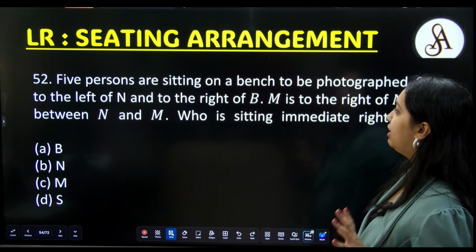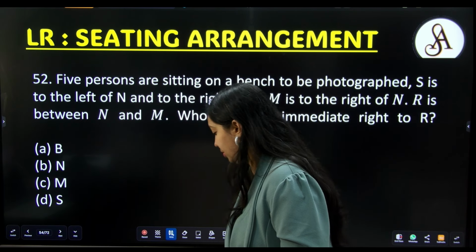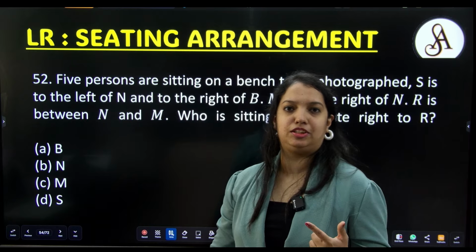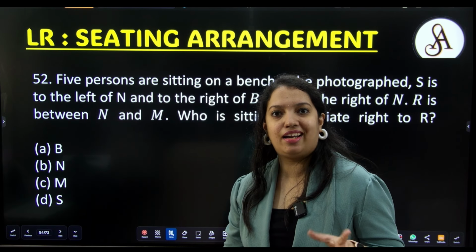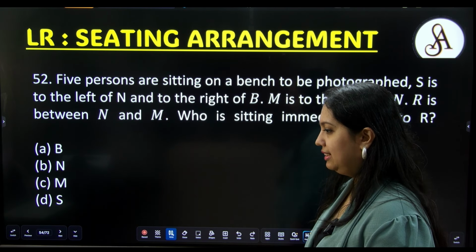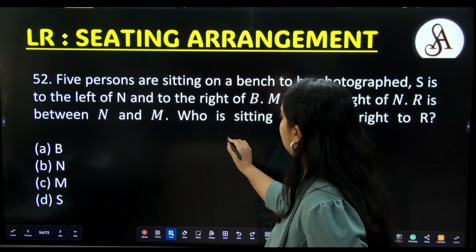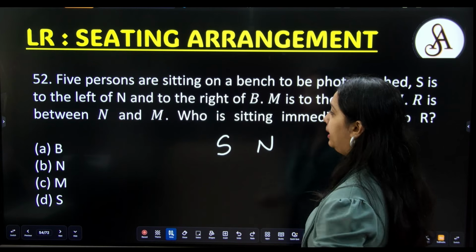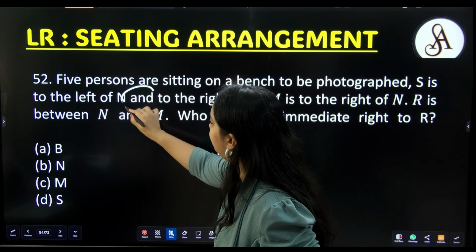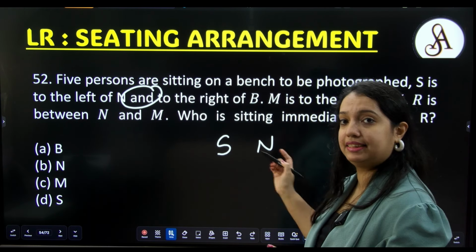Next. 5 persons are sitting on a bench to be photographed. In our class, we did this question. This is same as Meena Rekha question that we did in class. S is to the left of N. Okay. This is known as left side, and refers to the first person only. S is to the right side of B.